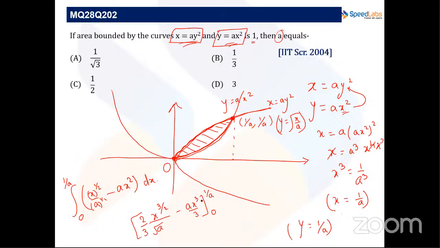If we put the limit in here, we will have plus 2 by 3 a to the power minus 3 by 2 upon a to the power 1 by 2, minus a into a to the power minus 3 upon 3, and this area is coming out to be 1.